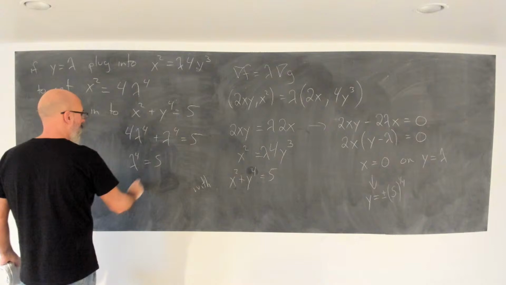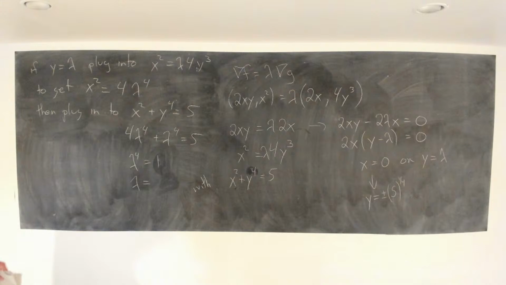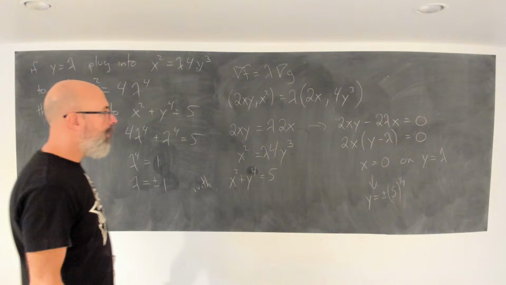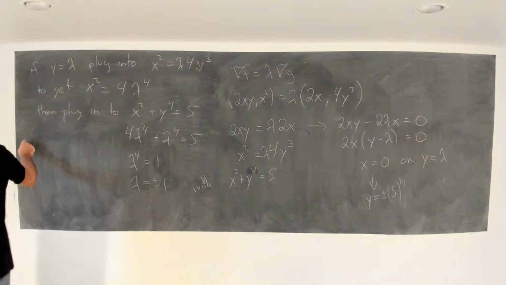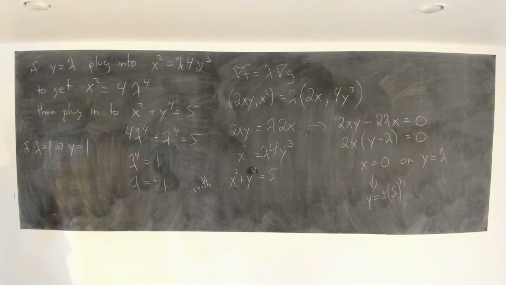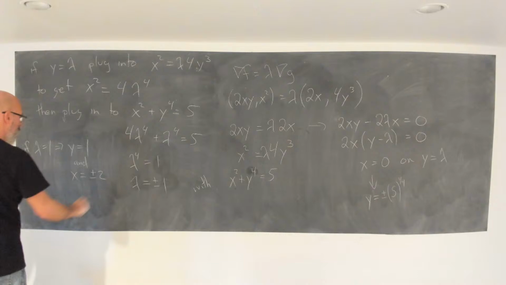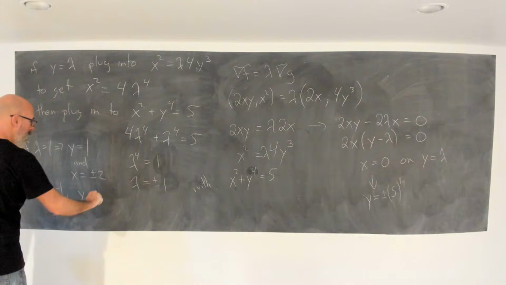And so you see that lambda to the 4 is 5. Sorry, so lambda to the 4 is 1, and so lambda is plus or minus 1. If lambda is 1, then y is 1 and x is plus or minus 2. And if lambda is negative 1, y is negative 1, and again x is plus or minus 2.